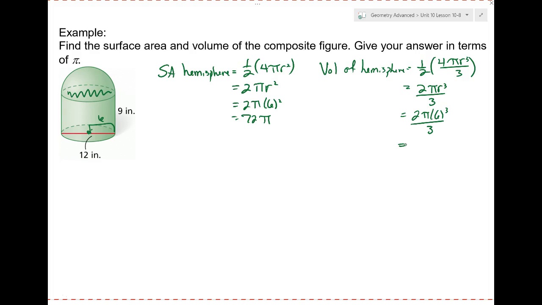It should be 144, right? So 144 pi. I don't know why I'm labeling this, but I guess it's okay to be inches squared, but we don't need those labels yet. All right, so we got the parts of at least the hemisphere taken care of.